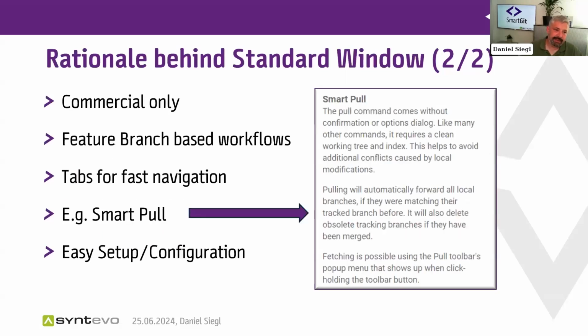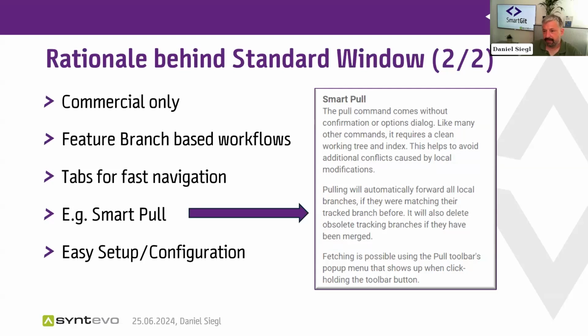The second part is that the standard window is only available for our commercial customers. If you are from academia, you can talk to me. Maybe we can find a solution for the academia users. It's all about feature branch-based workflows. We have the UI concept of tabs for fast navigation between repos, and also fast navigation inside the repo between your local changes and your Git history.